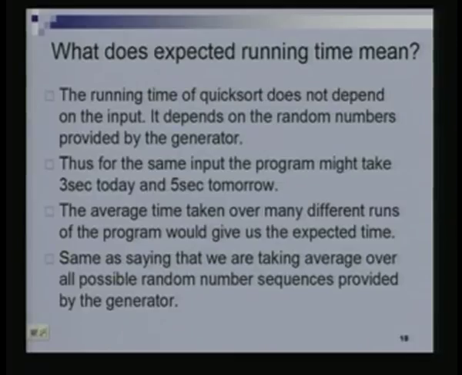This is something I've already said, but let's just recap. What we have done today is that the running time of quicksort depends upon the numbers that are getting generated. If the same random numbers were generated, then the running time would be the same for a given input.